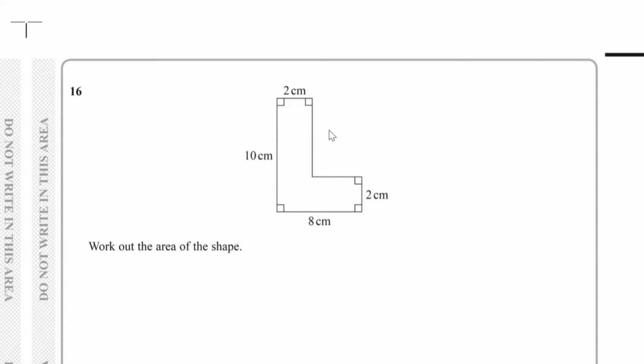Question number 16, we have to work out the area of this compound shape. And the way to do this is to actually split the shape up, as we see here. And we can call this area 1 and this area 2. Now here, for area 1, we would have 10 by 2, which is 20 centimeters squared.